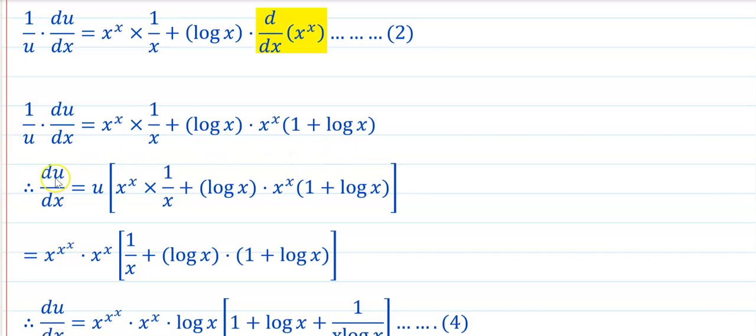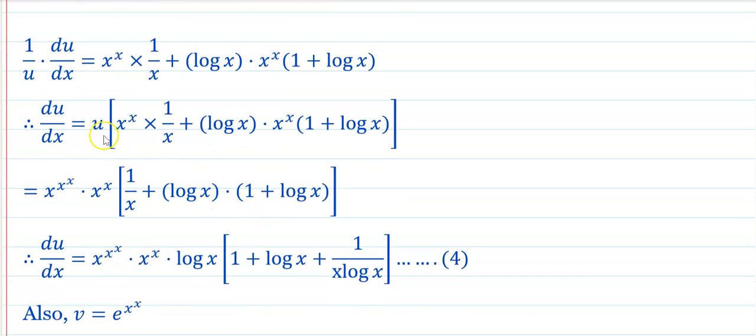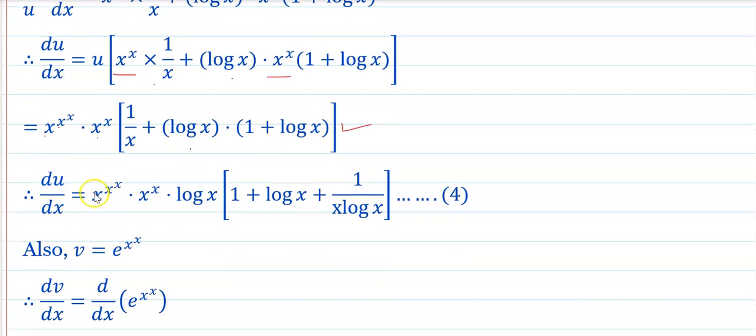Next, therefore du by dx is equal to u times in bracket x raised to x into 1 upon x plus log x into x raised to x in bracket 1 plus log x. Substitute the value of u. What is u? x raised to x raised to x. Take the common x raised to x and x raised to x. Therefore you will get x raised to x raised to x into x raised to x in bracket 1 upon x plus log x in bracket 1 plus log x.